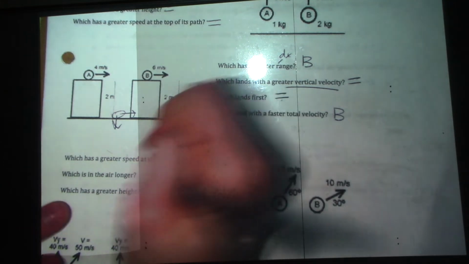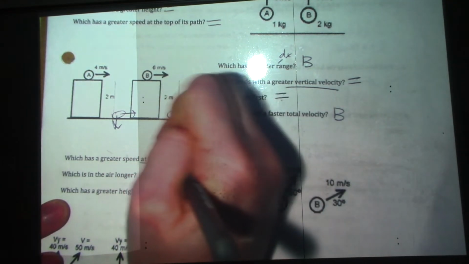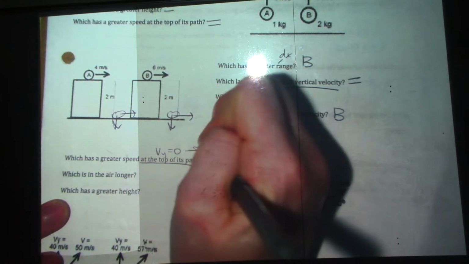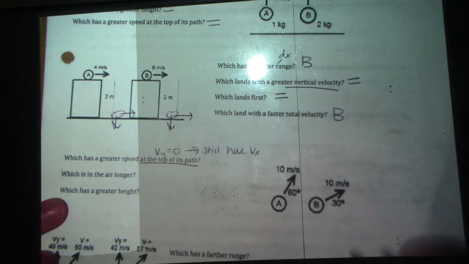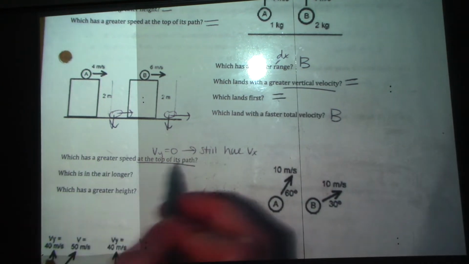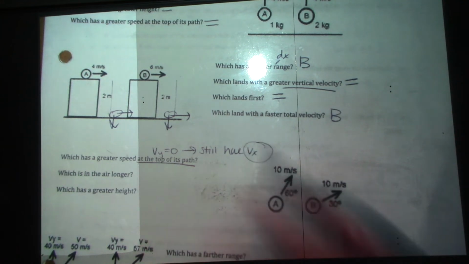Speed at the top of the path. At the top of the path, your y velocity is 0, but you still have Vx. In fact, because y is 0, you only have Vx. Whenever I ask the greater speed at the top, that's just asking for a greater Vx.